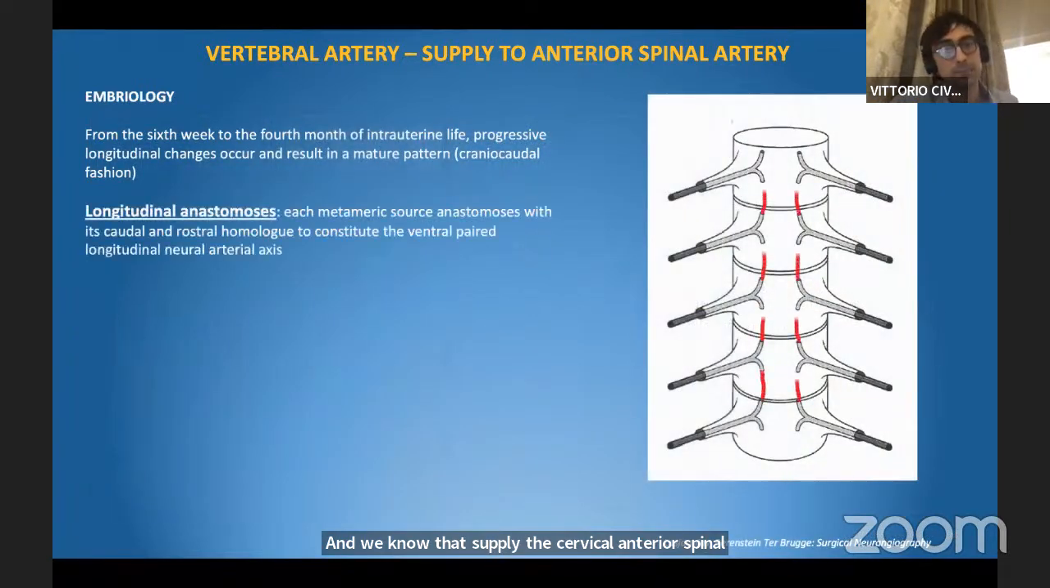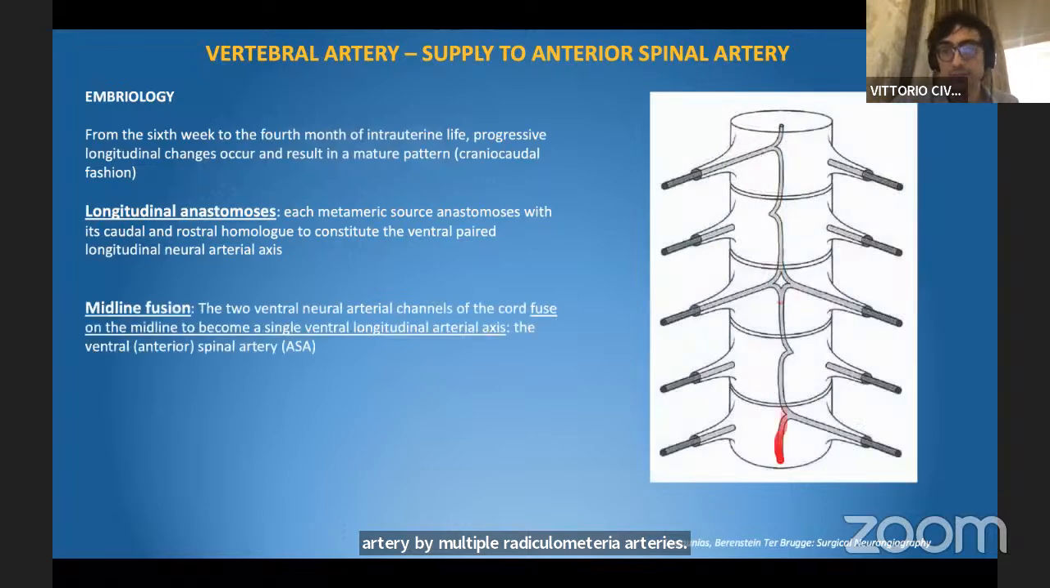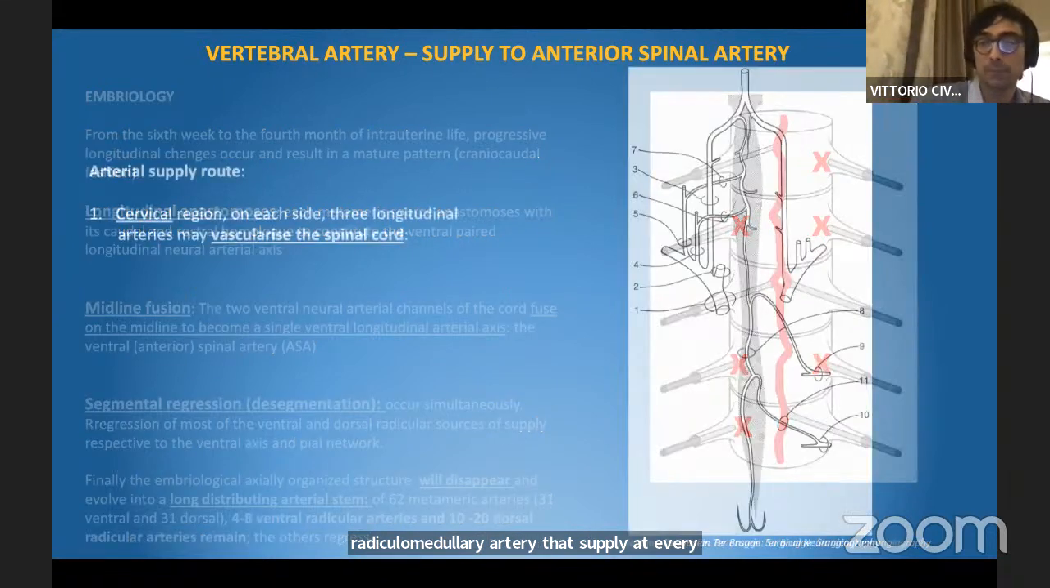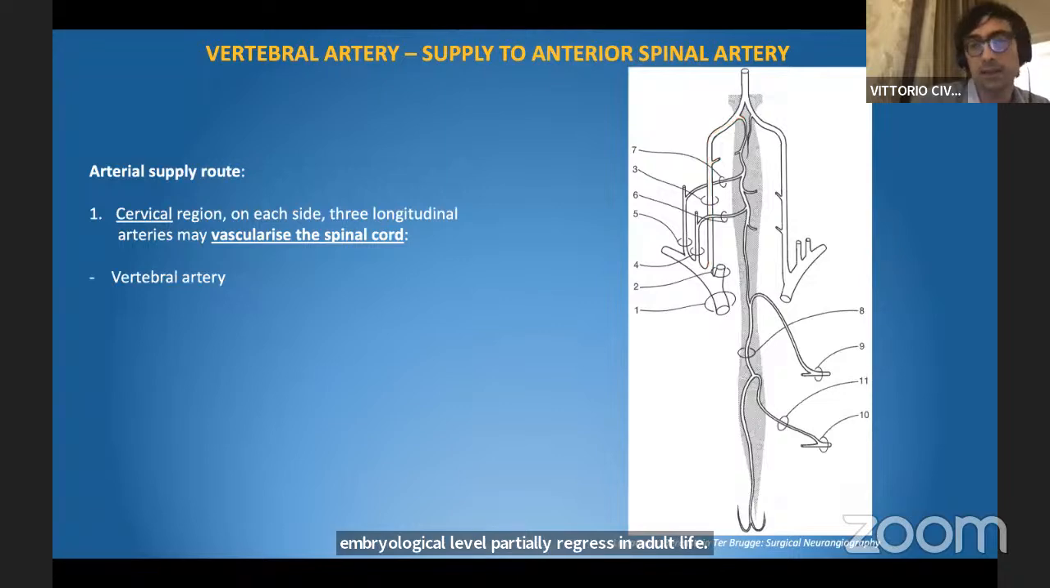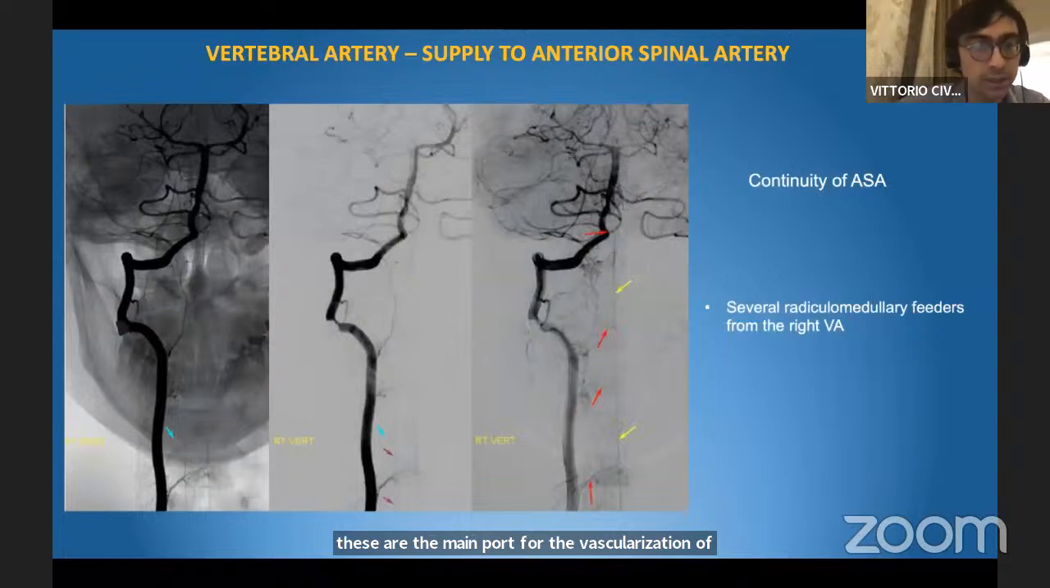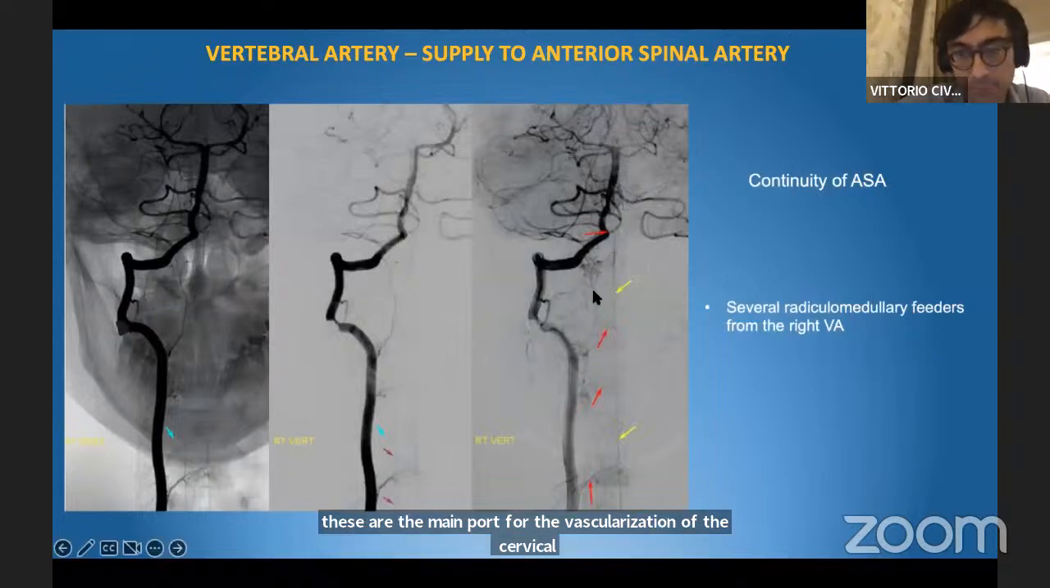From an embryological point of view, we know that even the anterior spinal artery is formed from a midline fusion of longitudinal anastomoses, and the radiculomedullary arteries that supply at every embryological level partially regress in adult life. So these are the main supply for the vascularization of the cervical spinal cord. So it's important to look for them.